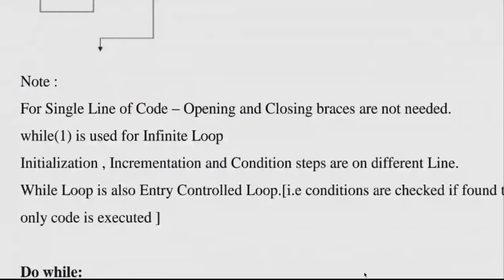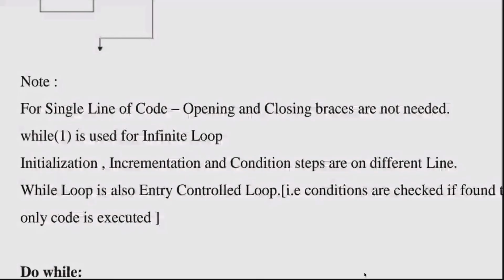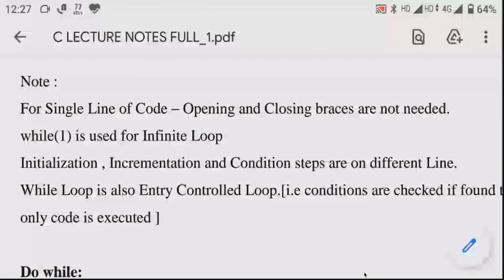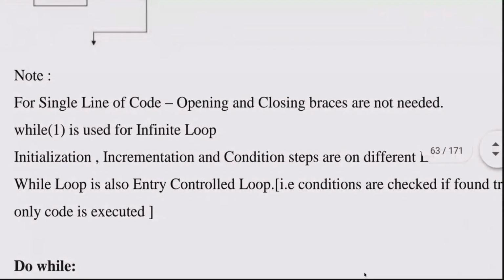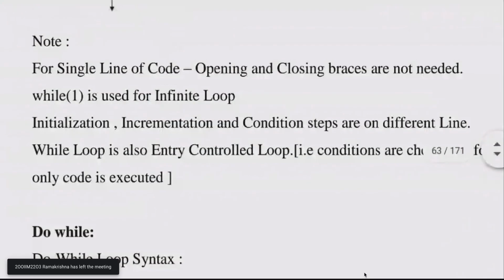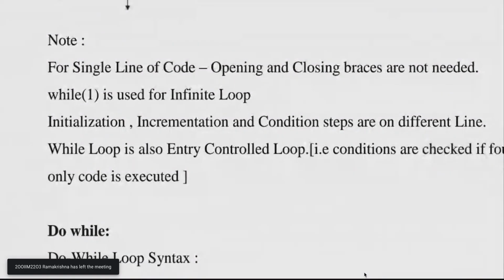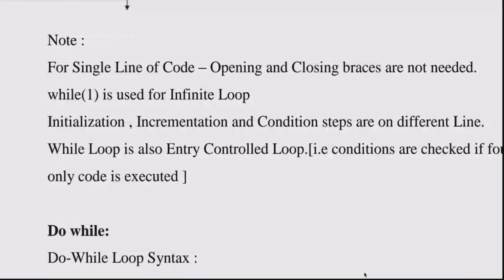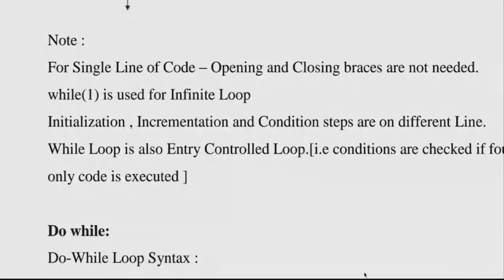While loop is also an entry controlled loop. Entry controlled loop means if this condition is satisfied, then only you should enter into that loop, right? So that's why the entry is controlled. If the condition is checked and found true, then and only then is the code executed. So if you want to enter into that loop, that condition should be satisfied, right?